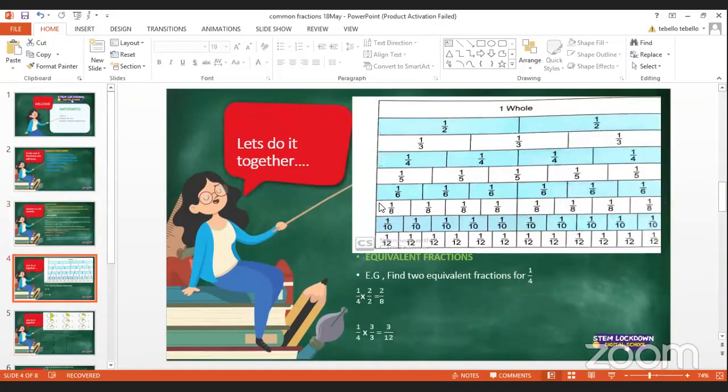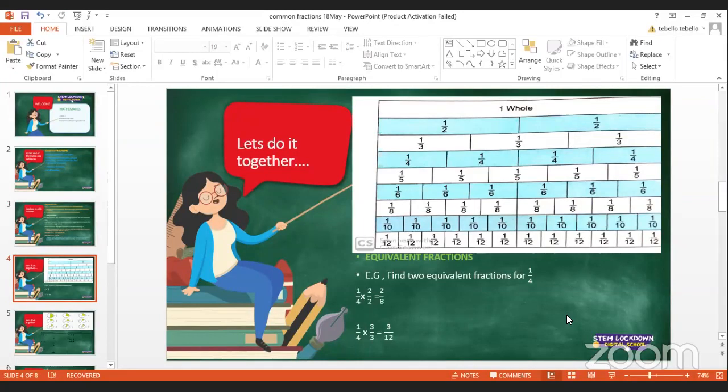Okay, so now let's do this together. Let's do equivalent fractions. What are equivalent fractions? You can see the word here. It says equal, which rings a bell of something like equal, but not really equal, right? So what are equivalent fractions? Equivalent fractions are fractions that have the same value even though they look different.